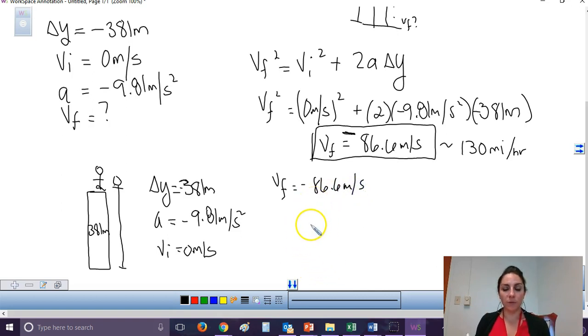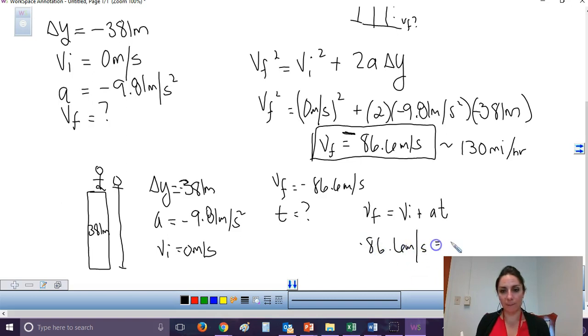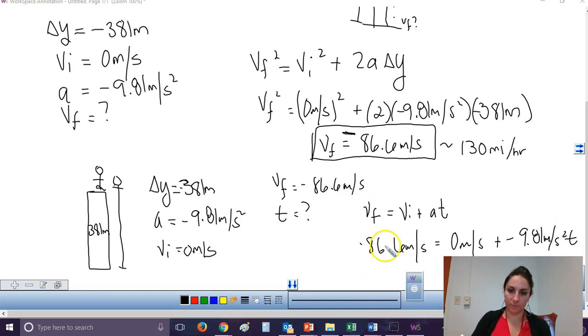So let's go ahead and model the situation, and we're looking for how long it takes to fall. So the best equation, although there's multiple ways to do this, would be the following, where we have negative 86.6 meters per second. This is 0 because that's the initial. And this is what you get for that.